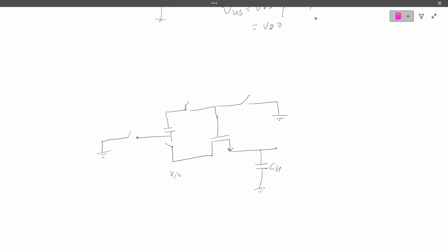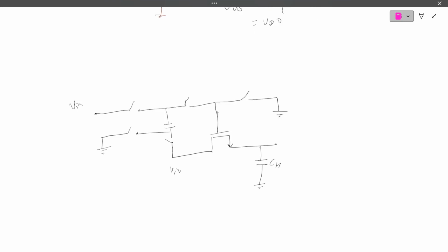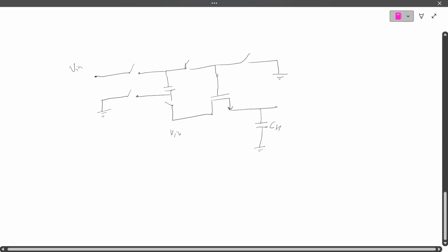Why I am adding the switch, and which switch will be NMOS or PMOS. And what do we call this kind of switch? This circuit is called a bootstrap switch, like a voltage doubler switch. We can say the voltage doubler switch. How we can say that, I am going to explain.